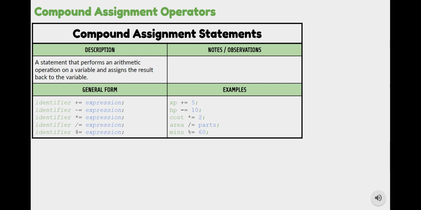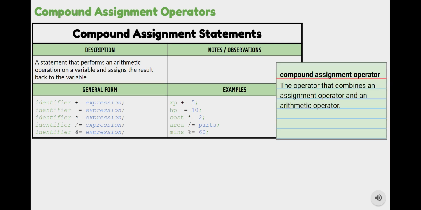So you can see some examples on the right-hand side that use some actual variables. We can add 5 to our XP by saying XP plus equal to 5. We can subtract 10 from our health by saying HP minus equal to 10. We can multiply our cost by 2 by saying cost times equal to 2. We can say area divided equal to parts, or minutes mod equal to 60. So our compound assignment operator is an operator that combines an assignment operator and an arithmetic operator together.